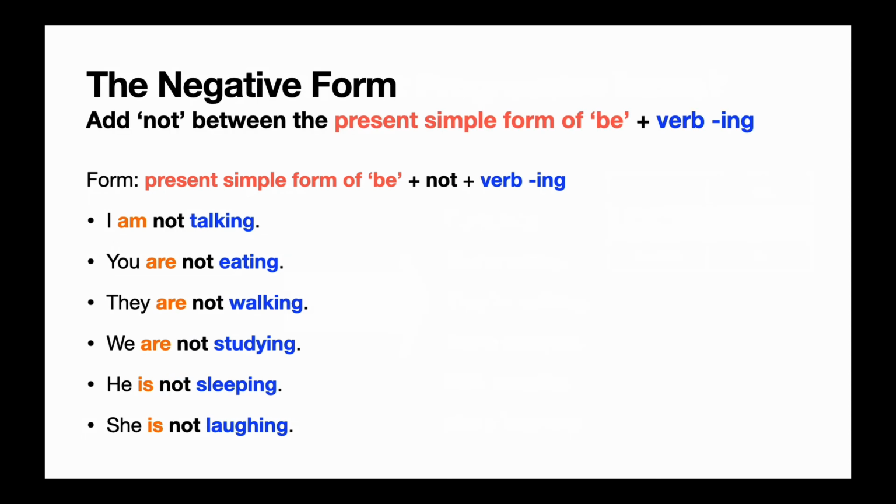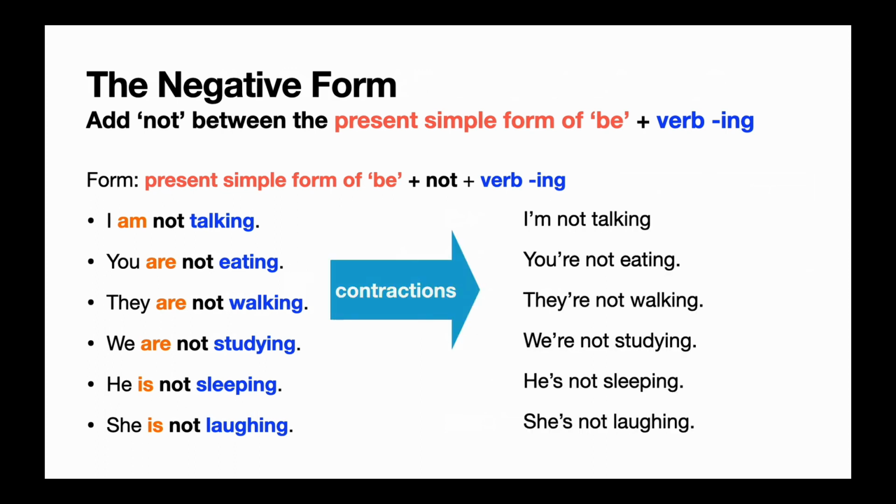When we want to make the present progressive form negative, we just add not between the be verb and the ing verb. So I am not talking, you are not eating, they are not walking. And again, we use contractions to make it look like this. I'm not talking, you're not eating, they're not walking, etc.